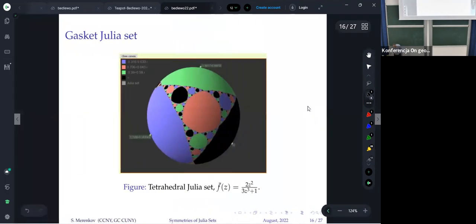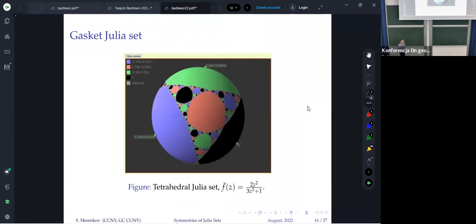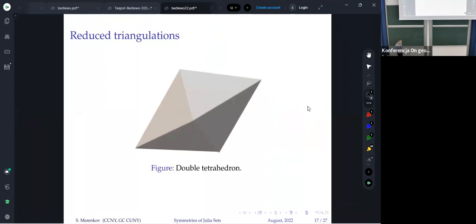So now, going back, we would like to describe the group of quasisymmetries of this. And we needed some technical definition to describe it. We could do it for general triangulations, but it's nicest for so-called reduced triangulations of the sphere. Reduced meaning that if you take any triangle in your triangulation, it would have to be the boundary of a face. And this one is not reduced.